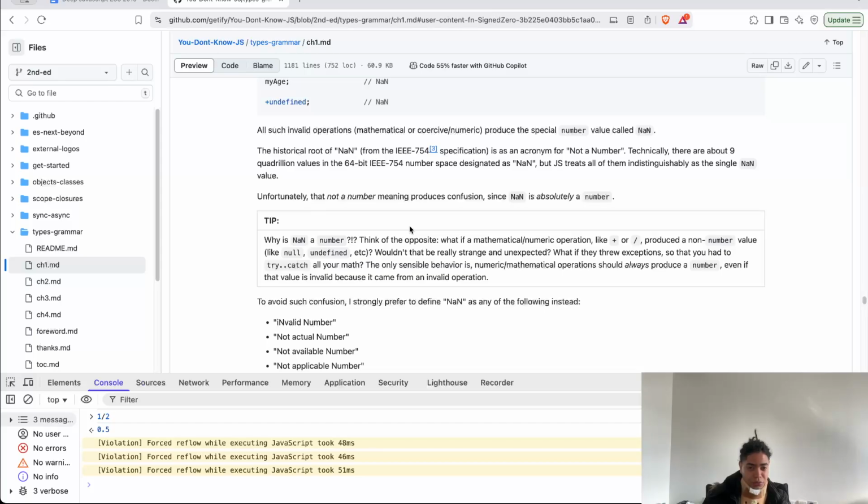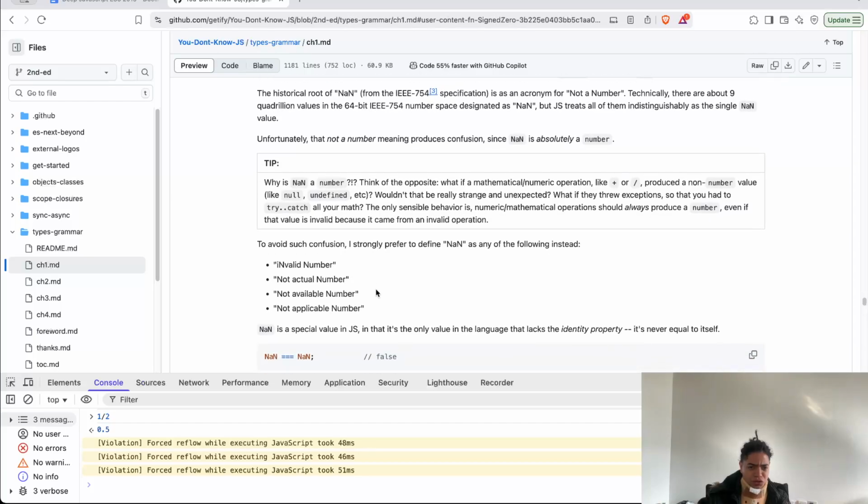If you threw now a null or undefined, they don't represent that. What if they threw exceptions, so that you had to try and catch all your math? The only sensible behavior is that a numeric mathematical operation should always produce a number, even if that value is invalid because it comes from an invalid operation.